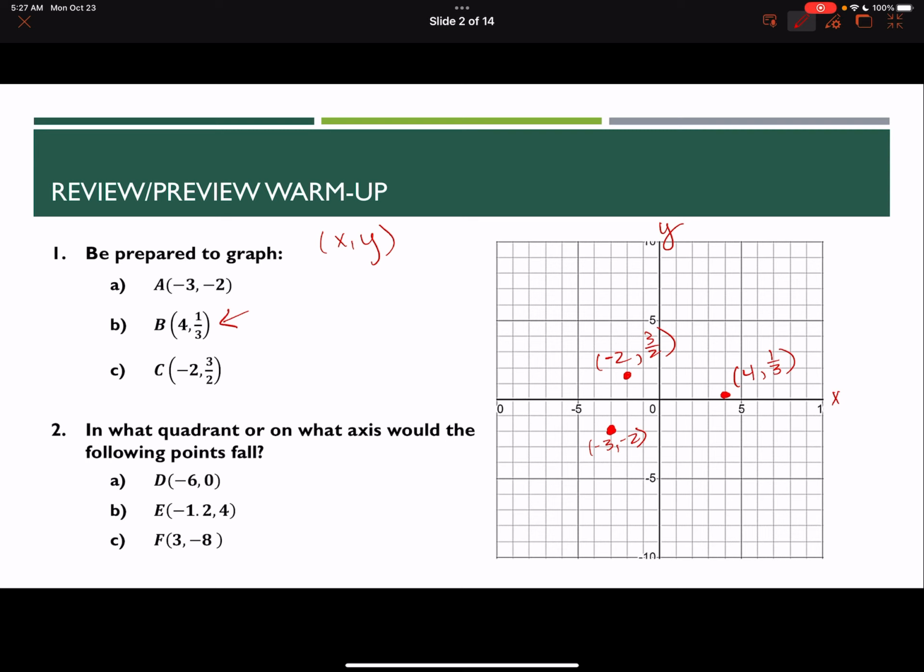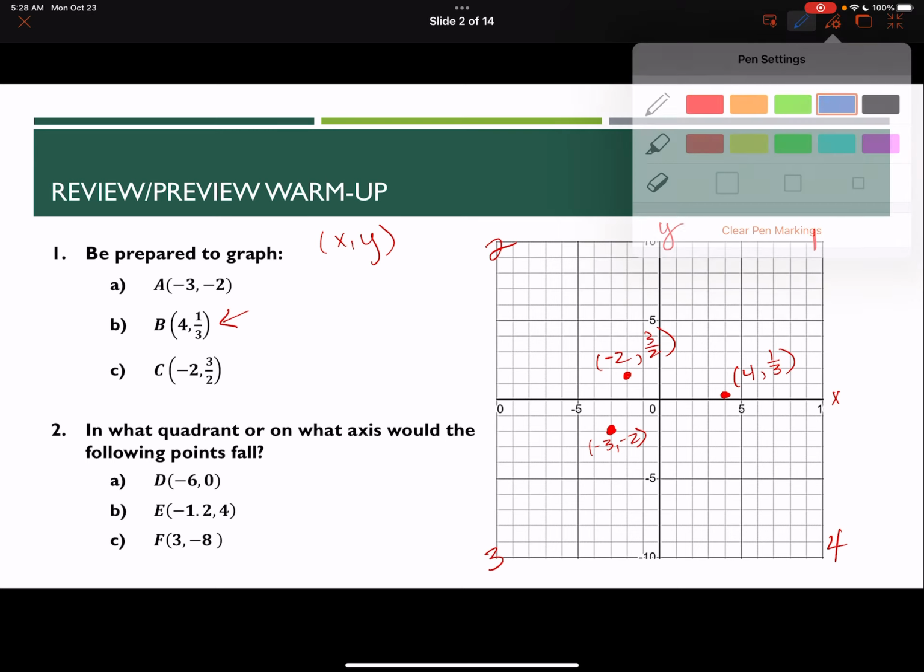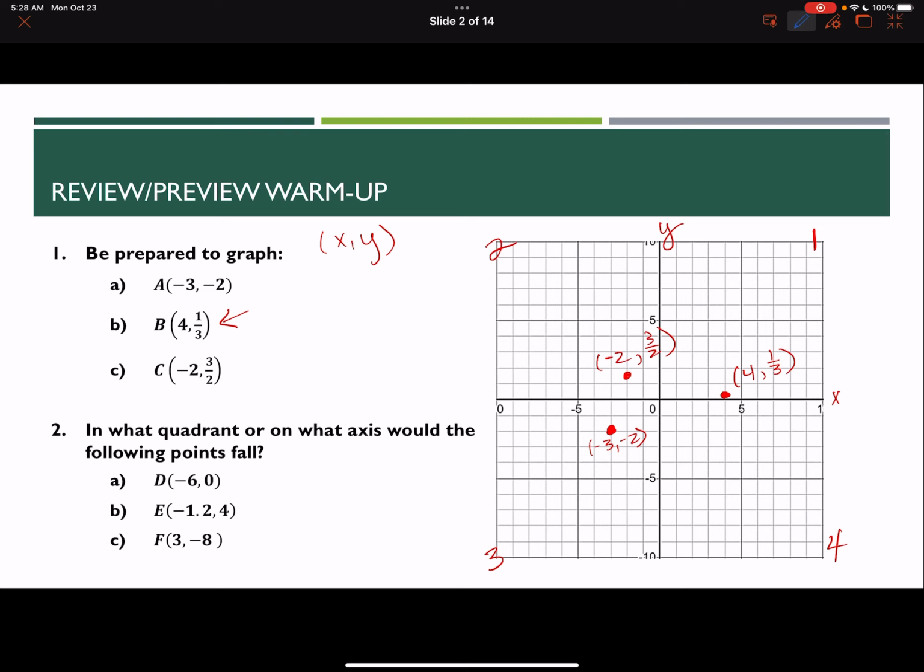And then number 2, in what quadrant or on what axis would the following points fall? So quick review. This is quadrant 1, 2, 3, and 4. So the point -6 comma 0, I'll use another color for this. The point -6 comma 0 means go -6 to the left and up or down 0. So this is -6 comma 0. That's on the x-axis.